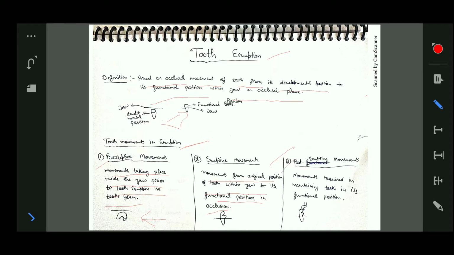And lastly we have the post-eruptive movements. These are the movements which are required in maintaining the tooth in its functional position. These are just the movements which take place after the tooth has erupted in the oral cavity.